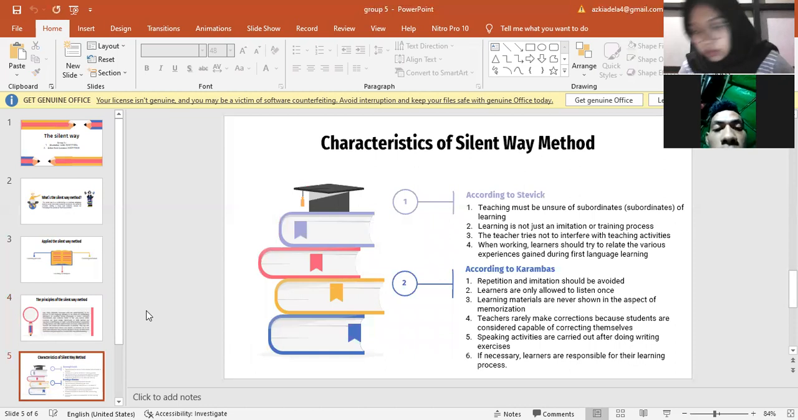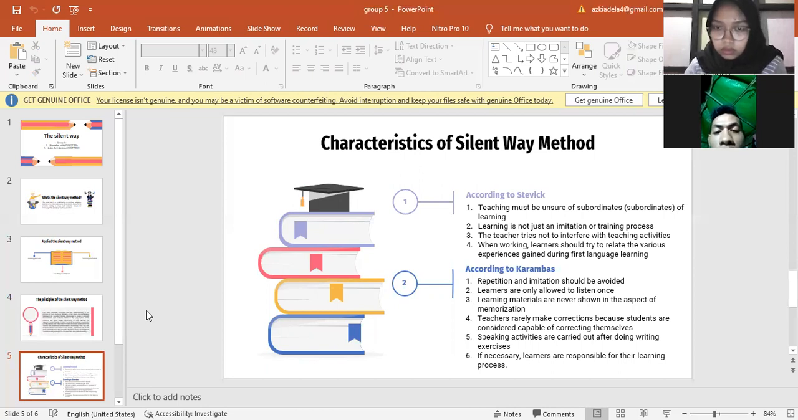Next, about the characteristics of the silent way method, according to Stevick. The first, teaching must be subordinate to learning. And then, learning is not just an imitation or training process. And then third, the teacher tries not to interfere with learning activities. And the last, when working, learners should try to relate to the experiences gained during first language learning.